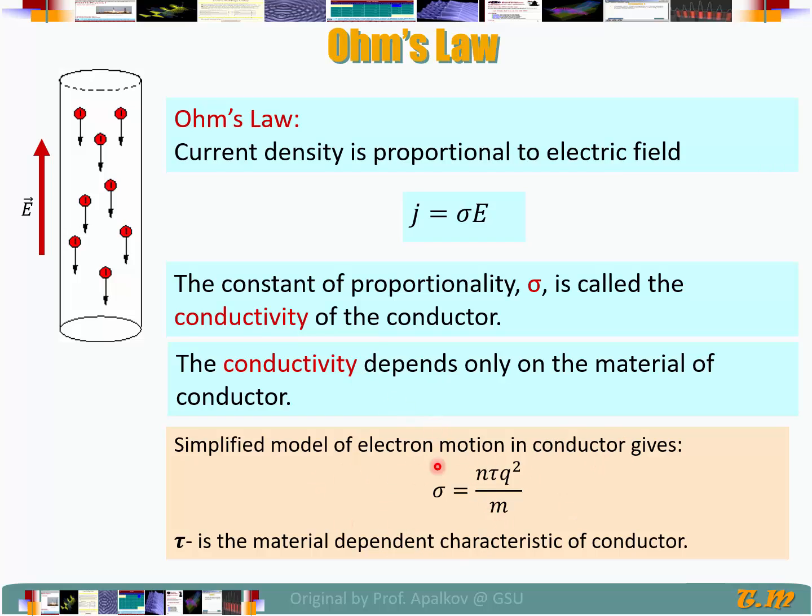In a simplified model for conductors, the conductivity is given by an expression like this: N tau Q squared over M. Now, N would be the number of charges. Tau is a material-dependent characteristic of the conductor. Q is the charge of the charges, the electrons in this case, and M is their mass. That would be a simplified expression of the conductivity.